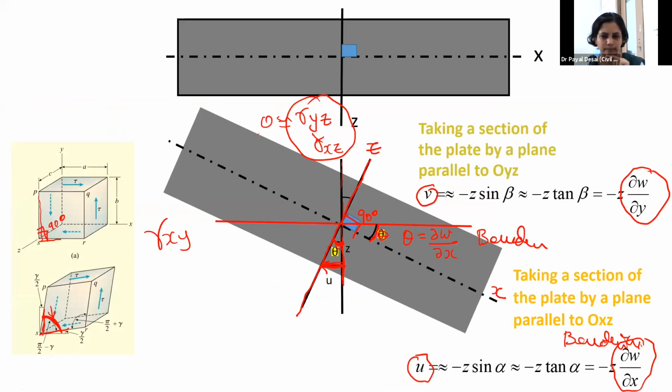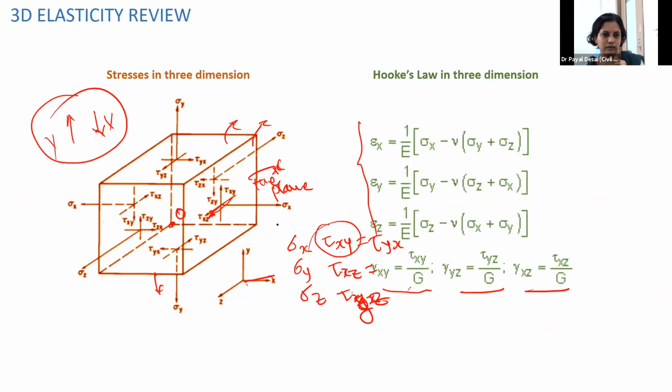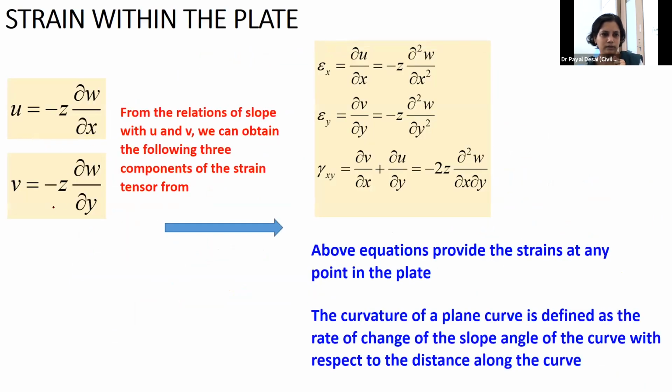That's a simple rotation. You are writing tan theta approximately equal to theta. That's the bending rotation, and it relates your translation in deflection in the x and y direction. And then we may be able to write these two components like this. And now from this, we will be able to write the strain components within the plate.